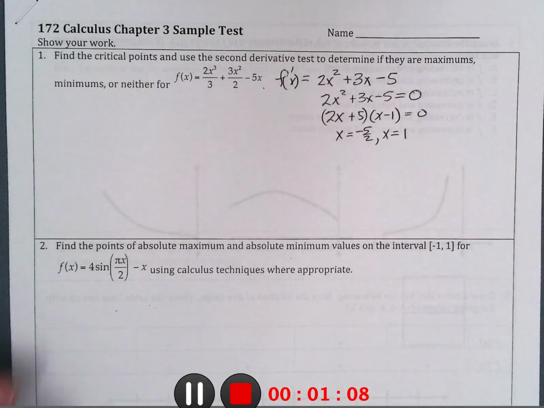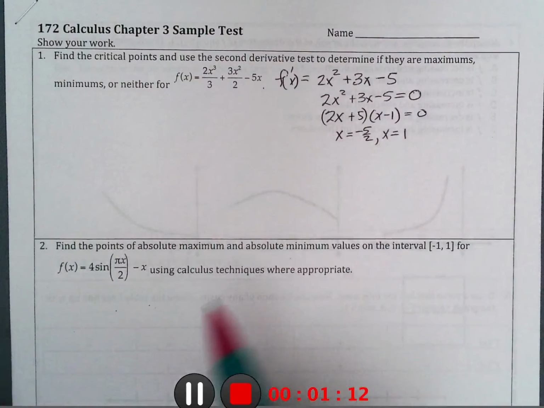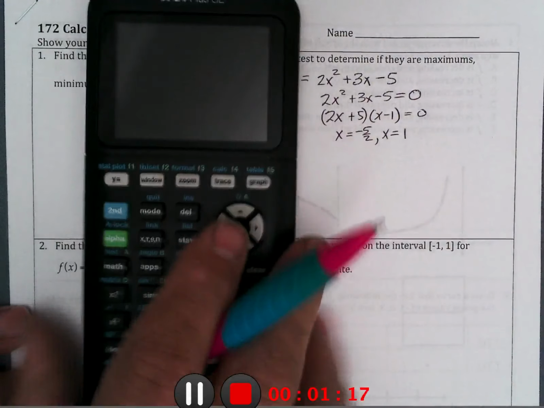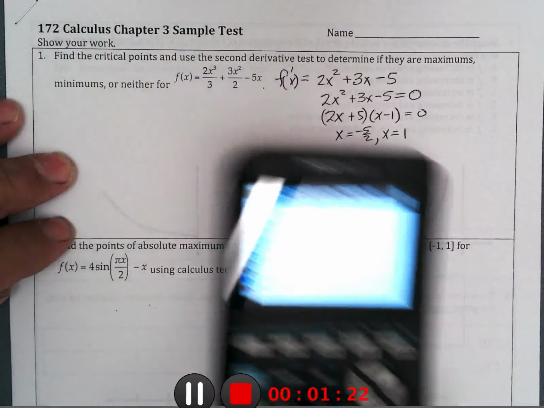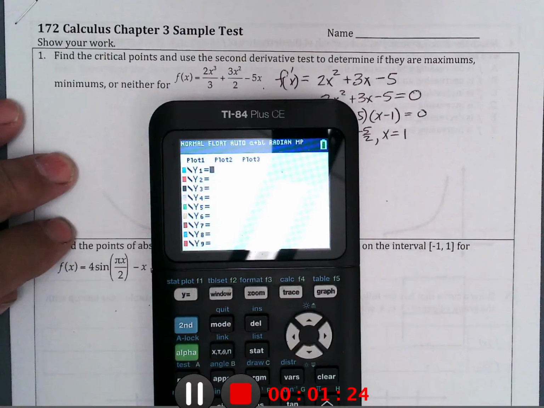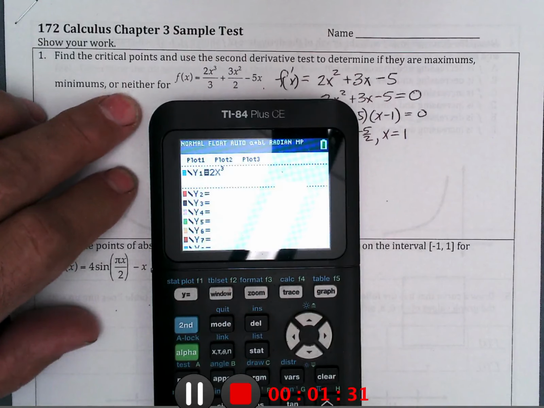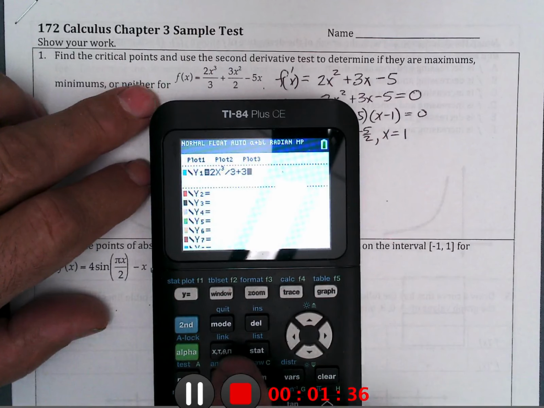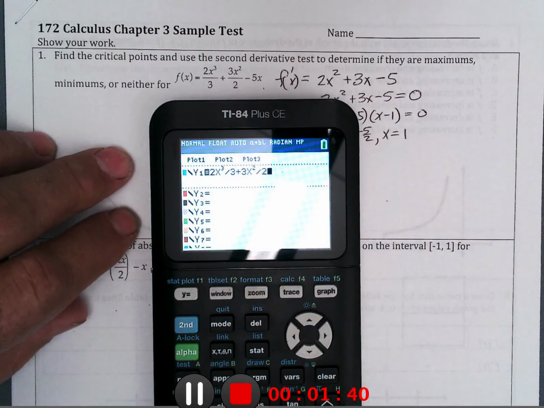Then to get the rest of the points, I go to my calculator and go to the y equals, clear, and type in the original equation, 2x to the third divided by 3 plus 3x squared divided by 2 minus 5x.